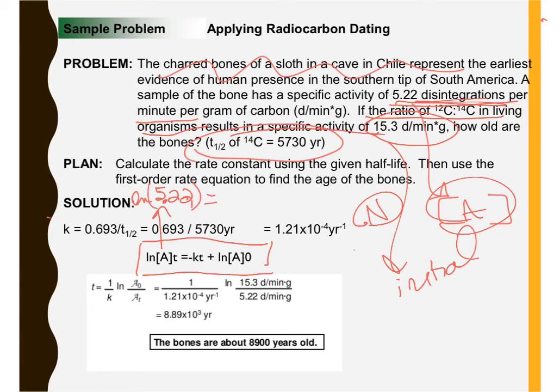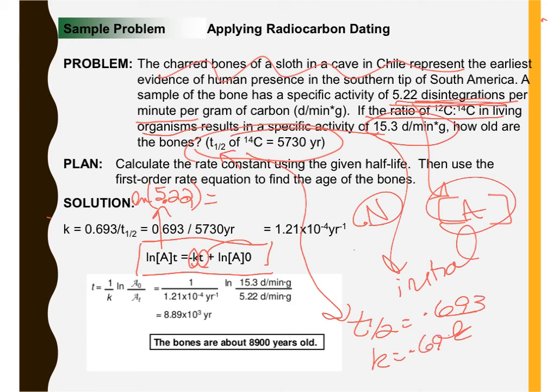And instead of K, we were given half-life. Okay, so don't get this mixed up. This is not little t in the equation, which is the amount of time the reaction has gone. That is not half-life, okay? We're going to use half-life to find K. So remember that half-life is 0.693 over K, and that means if you rearrange that, K equals 0.693 over half-life. So let's go ahead and figure out what K is.